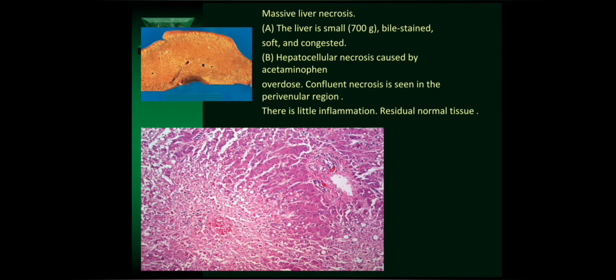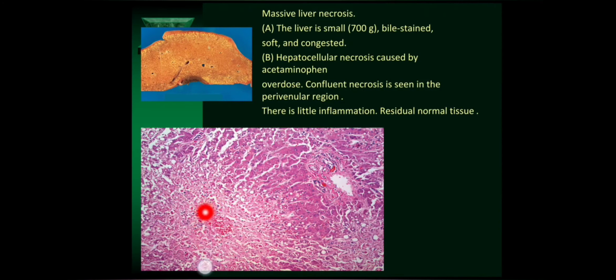Now what happens in massive liver necrosis is the liver is small and bile stained, meaning it will be yellow to greenish in color on cut section, and the consistency will be soft. Hepatocellular necrosis will mostly represent areas where there won't be any proper architecture. They will be just inflammatory cells along with necrotic debris. Necrotic debris means only the outlines of the cells will be left along with inflammation.